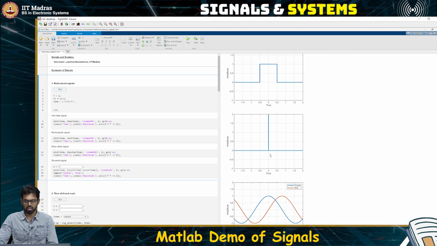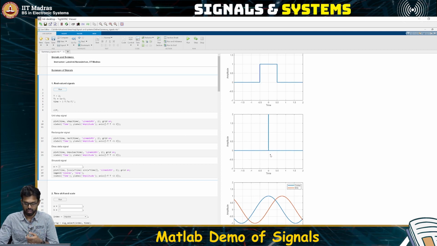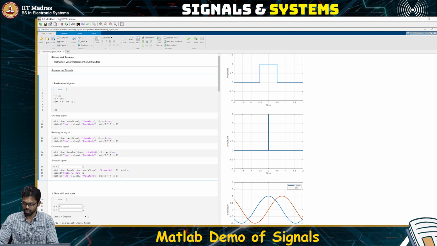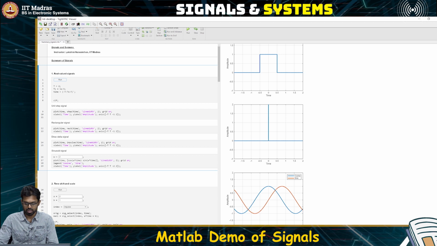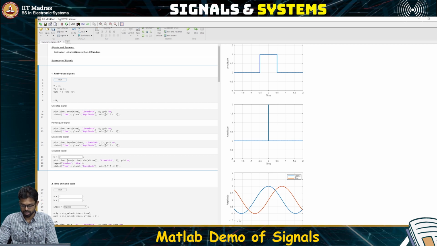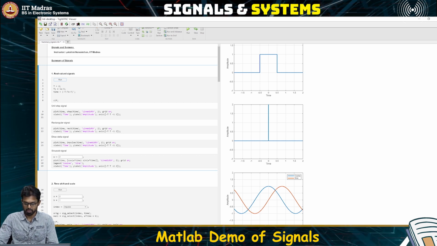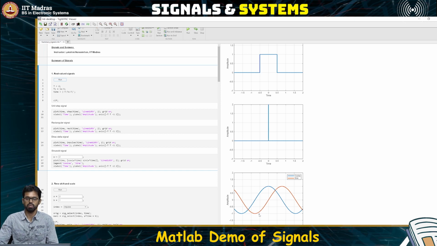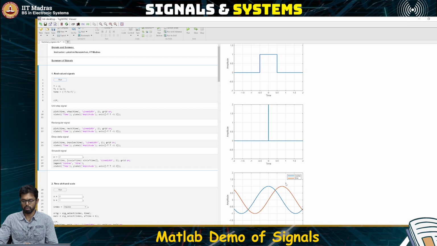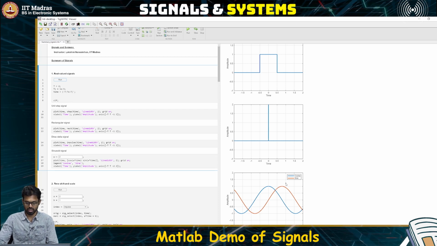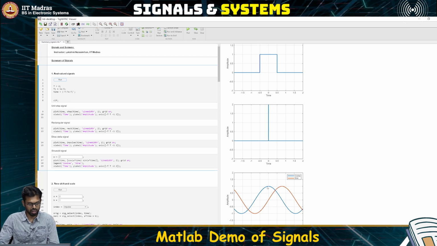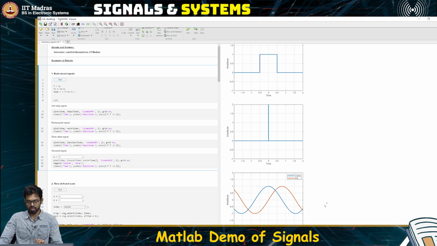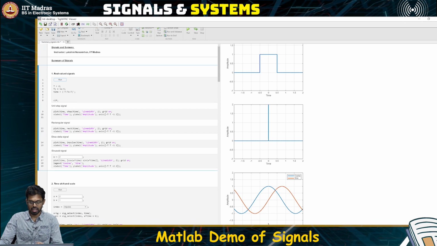And the final plot is a real valued sinusoid. It has the cosine and sine, as you can see in this plot. The cosine function is the blue one, which at time t equal to 0 has value 1, and the sine function is out of phase with the cosine function by pi by 2 radians or 90 degrees. The period of this function, as you can see from this plot, is actually pi.